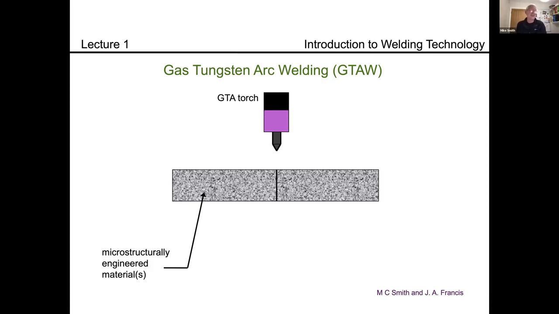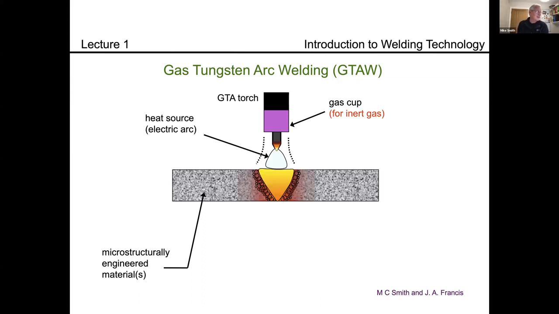And let's bear that in mind because we'll come back to that in another lecture. So the torch is there. You strike the arc between the tungsten electrode and the workpiece. And then you pump in a gas down this gas cup, which is coaxial with the electrode, to surround the arc and the weld pool with inert gas. And of course, you then melt it.